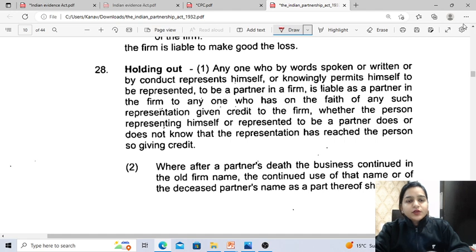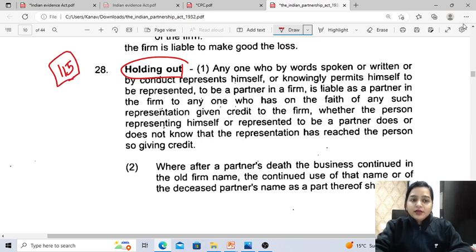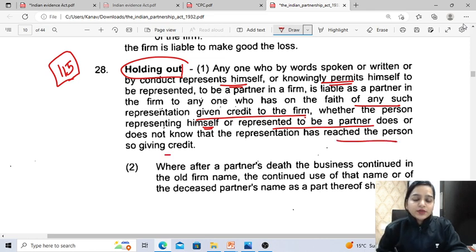Now, holding out. What is holding out? A similar principle we also read in the Indian Evidence Act, under section 115, that is estoppel. So this says any person who by words spoken or written or by conduct represents himself, or knowingly permits himself to be represented, to be a partner in the firm is liable as a partner in the firm to anyone who has on the faith of any such representation given credit to the firm, whether or not the person representing himself or represented to be a partner knows that the representation has reached the person so giving the credit.